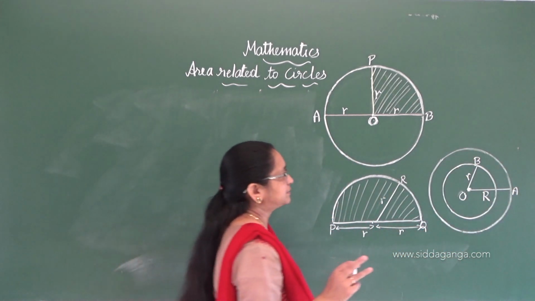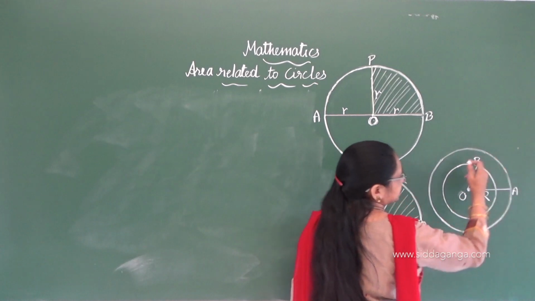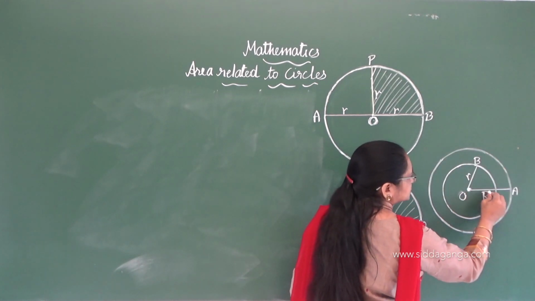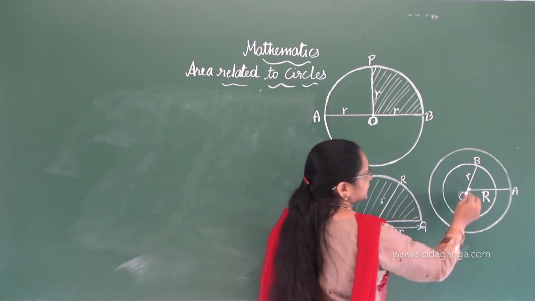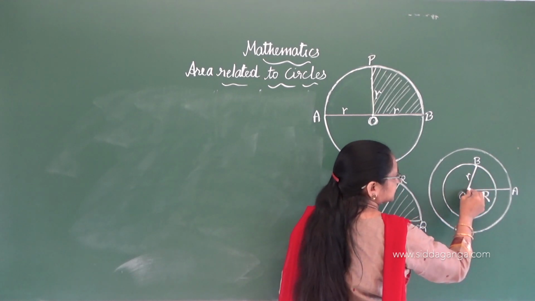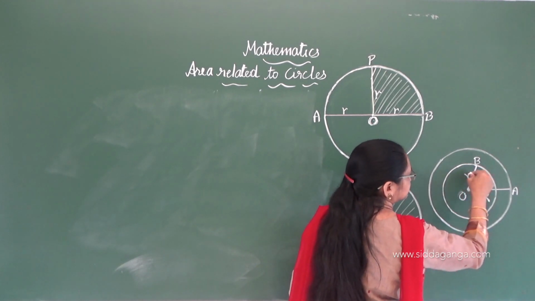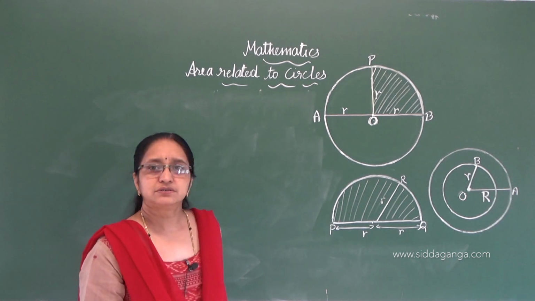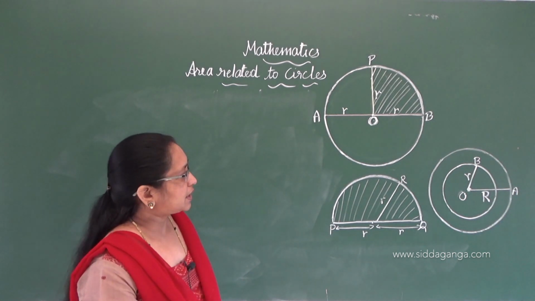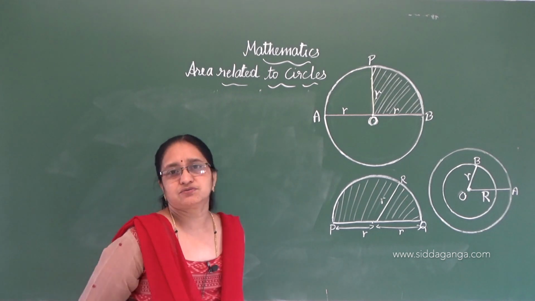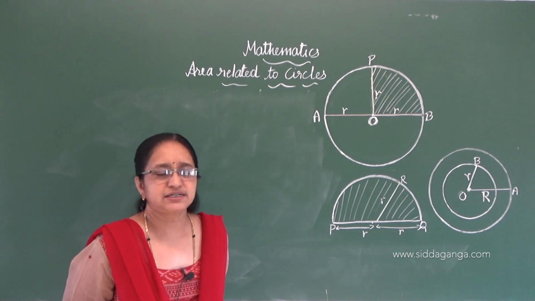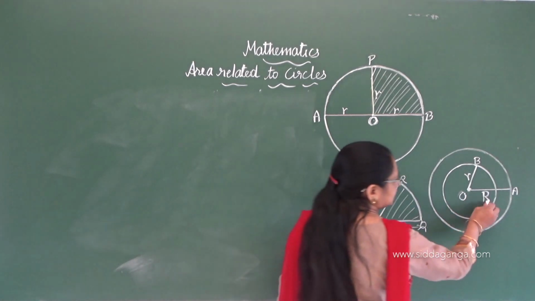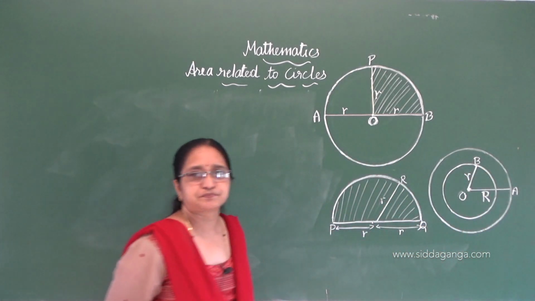Okay, and see, the radius of the bigger circle is capital R, and the radius of the smaller circle is small r. So OB is the radius of the smaller circle, and OA is the radius of the bigger circle, represented by capital R and small r.